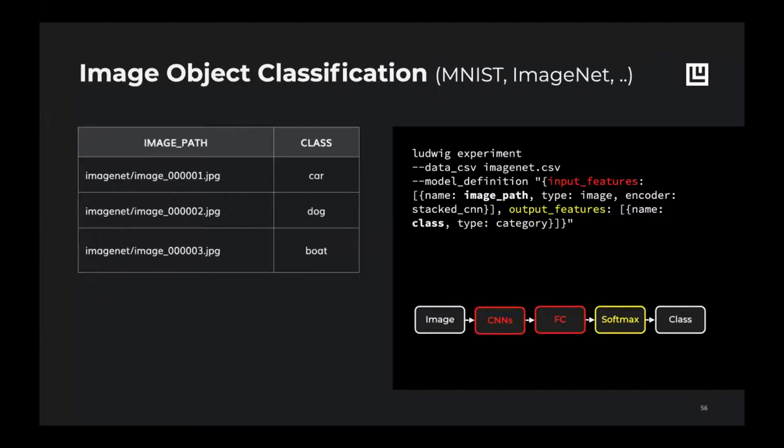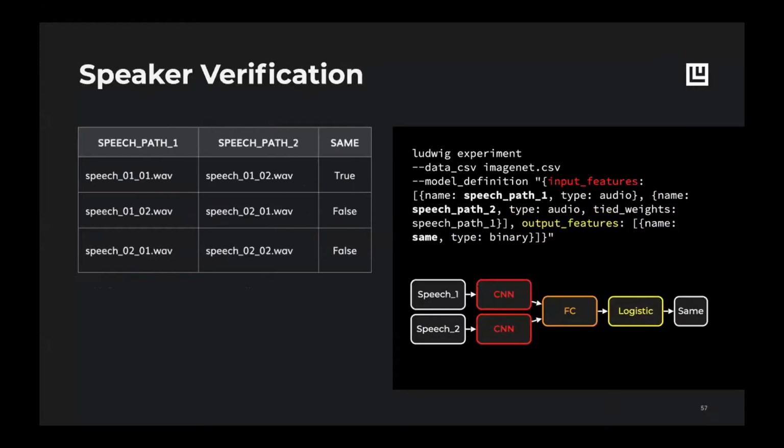This is an example of object classification where you can use datasets like Hamlin or ImageNet, for instance, as inputs. You have to provide the path to the image and the class associated with that image. And in the model definition, all you have to change really is the name of the input, in this case image path, and the type, in this case, is image instead of text. And you're done. You have an image classification system.